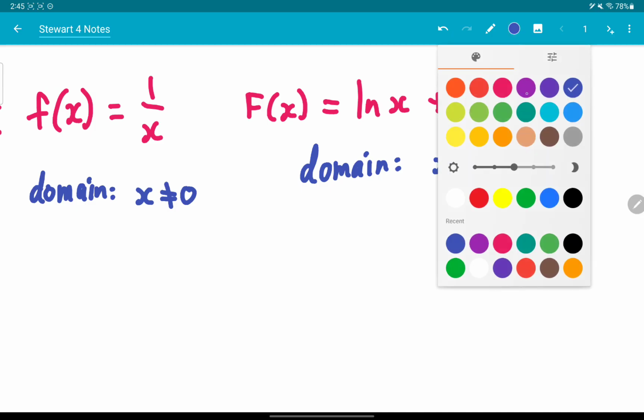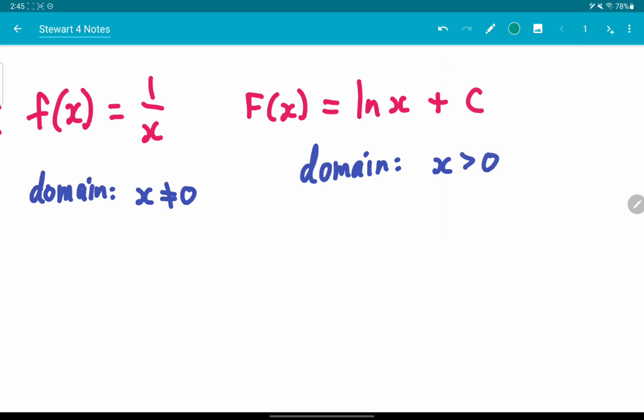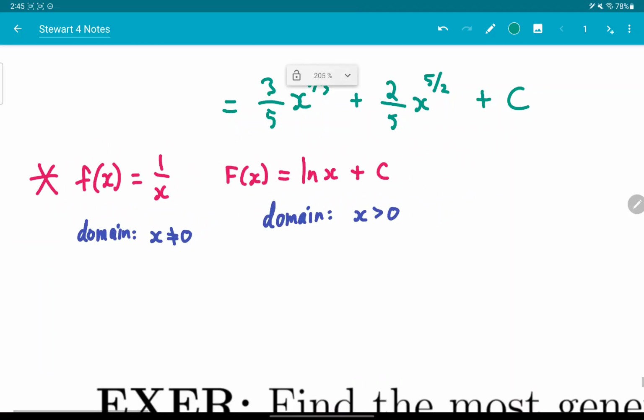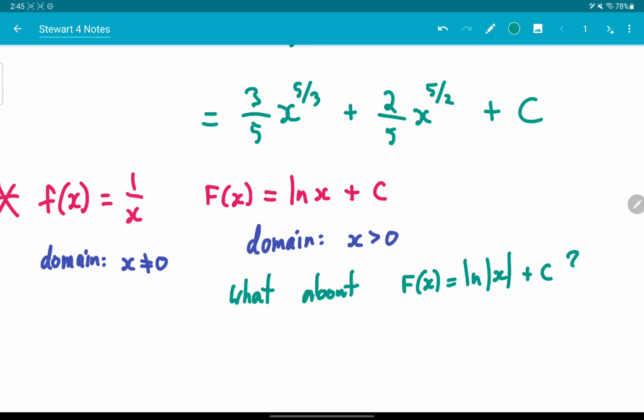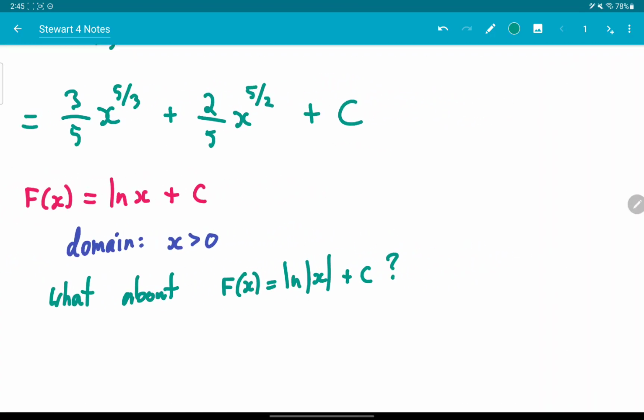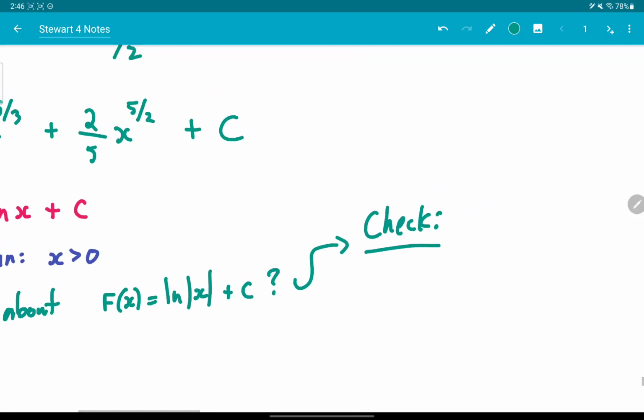So what we're going to do is say, well, what if I do something like, what if I put an absolute value on that ln of x? Is that going to work as an antiderivative here? Let's check to see if that works. Hint, yes, it does work, but let's see why.